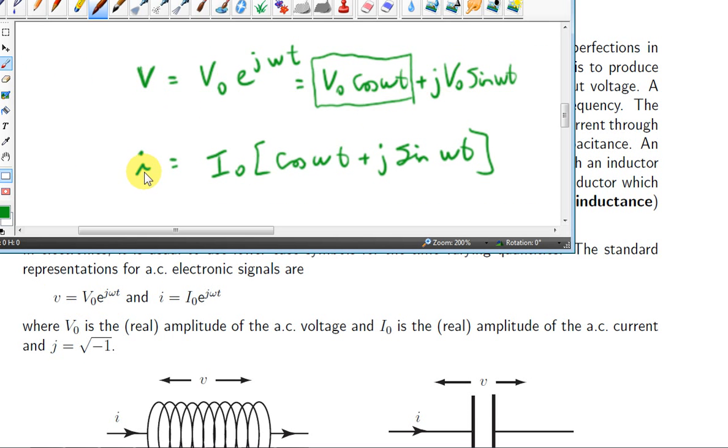Similarly for the current I, big I0 is the amplitude of the AC current. You see now why we use the letter j for the square root of -1. We don't want to confuse the letter j with the letter I, because I is traditionally used for current. Again, it's the real part of this quantity that will give us the current as a function of time. So the voltage is varying sinusoidally, and obviously the current is varying sinusoidally.